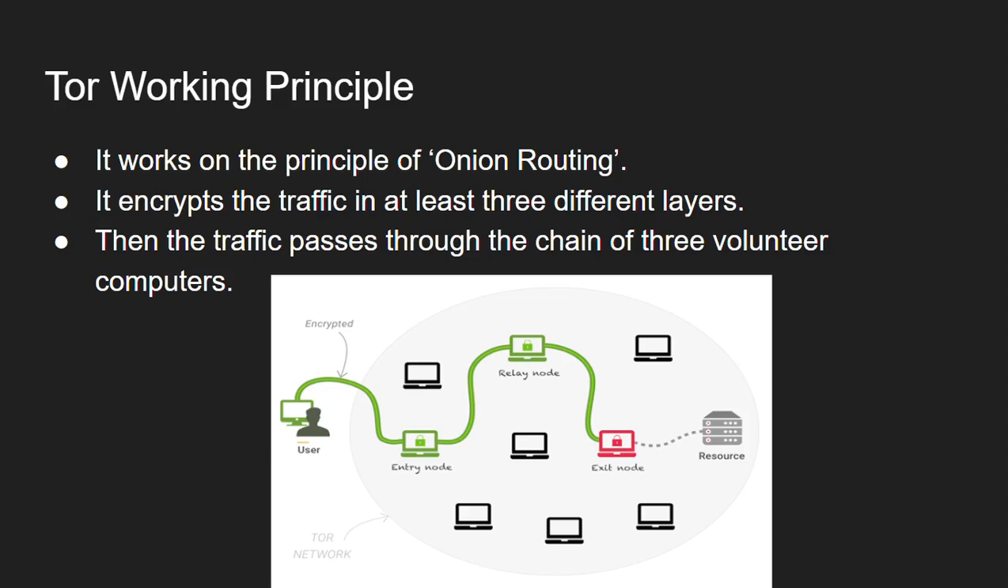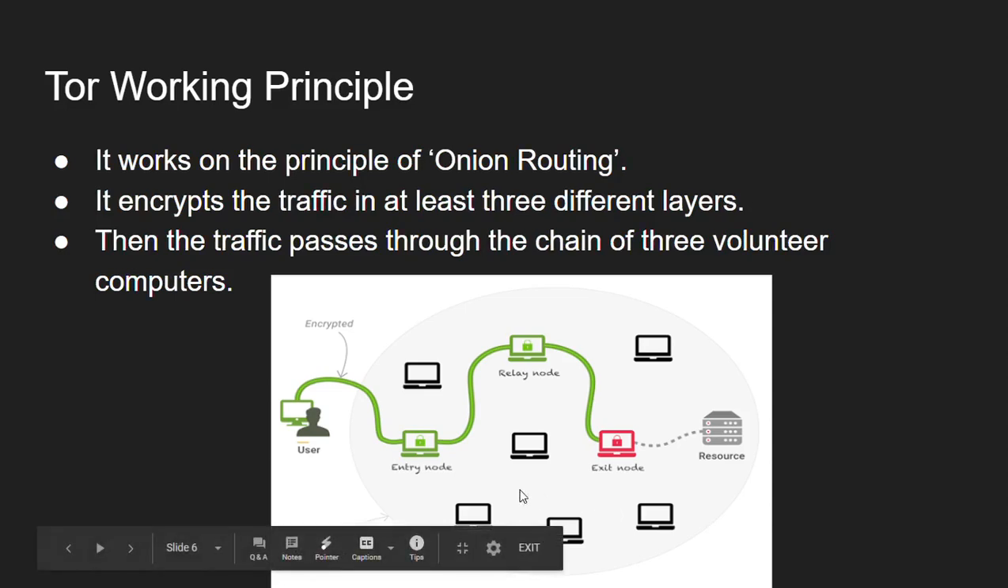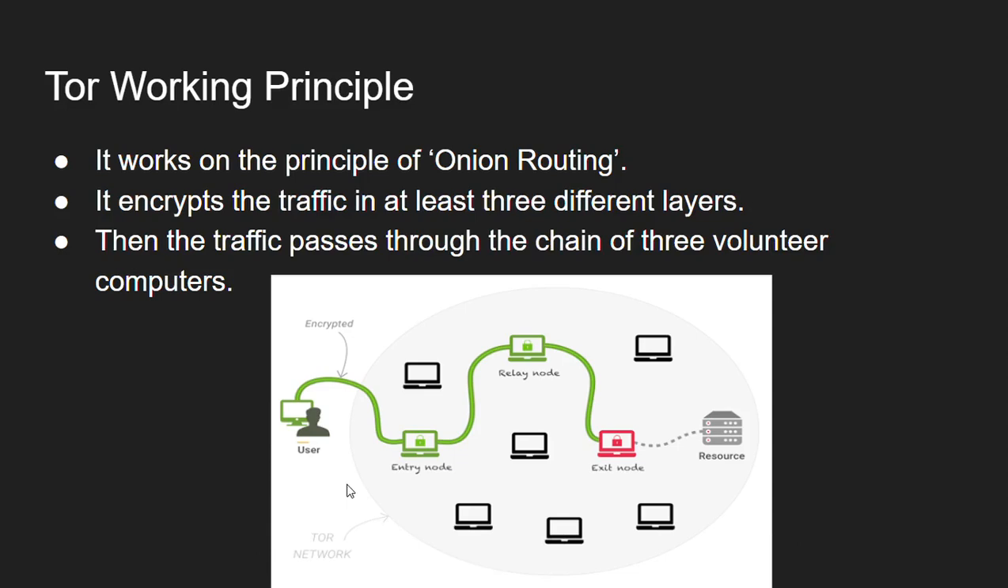The main purpose of TOR is to protect the identity of the user online, and it does so by encrypting the traffic in at least three different layers and then passing it through a chain of volunteers. Mostly, it is three different volunteers that are randomly chosen from a large number of volunteer computers from around the world. After choosing these three volunteer computers, the traffic is passed through these computers, and the traffic bounces back and forth through these volunteer computers.